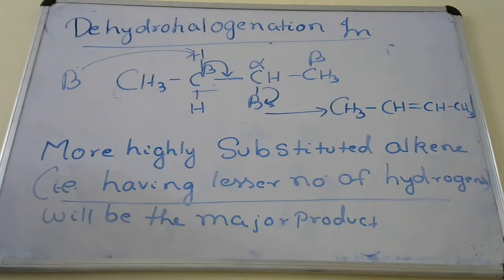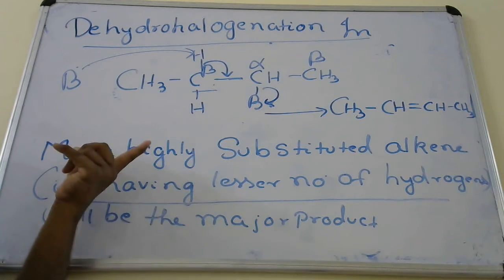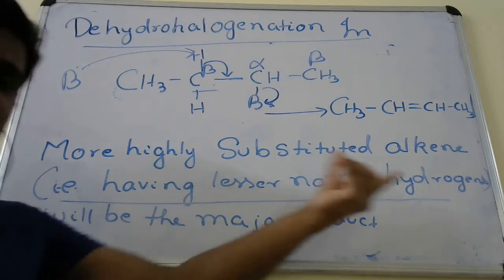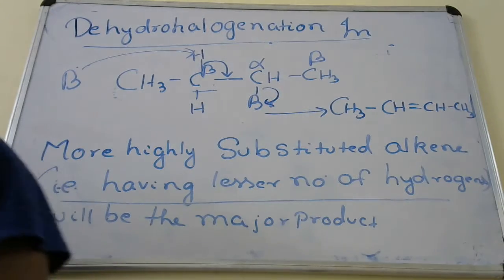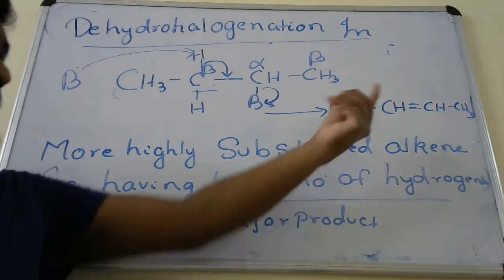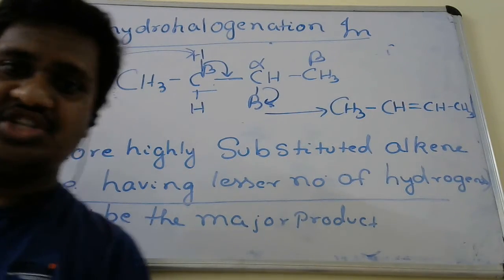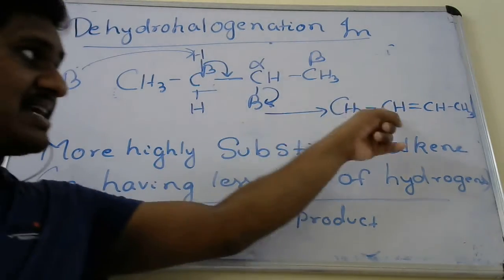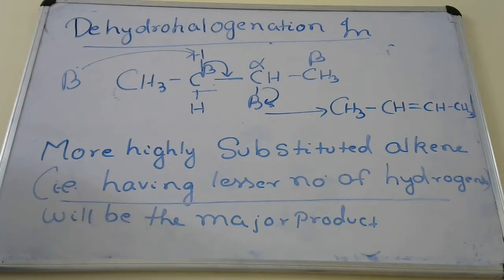If there are two or more beta carbons also, that rule is applicable: the more highly substituted alkene, or the one with a lesser number of hydrogens. This is the more highly substituted alkene because it has more alkyl groups attached to the double bond. This will be the major product in the case where more than one beta carbon is there.